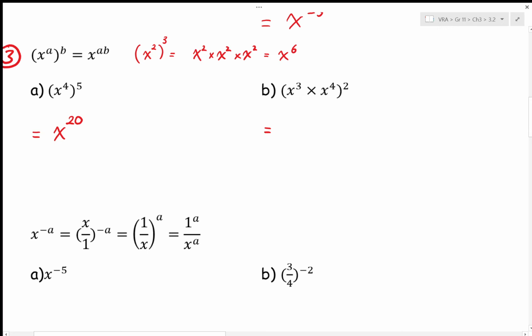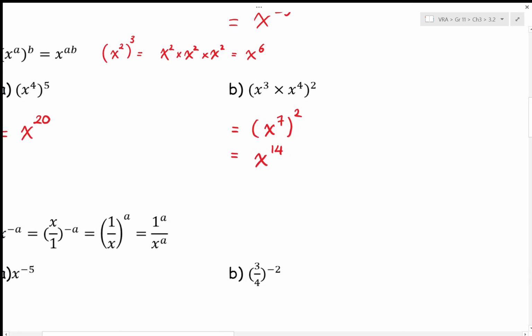Now, next one, we have x cubed times x to the power of 4, to the power of 2, or the square. Remember, BEDMAS still applies here, so we have to take care of what's inside of the brackets. So what's inside of the brackets is x cubed times x to the power of 4. So that part becomes x to the power of 7. Then we have x to the power of 7 to the power of 2. So I say x to the power of 14 because you're multiplying the powers, right? Because you have power to the power.